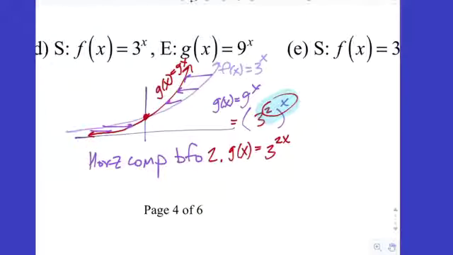Rules of exponents. That's probably the only way to do that one from the 3 to the x.